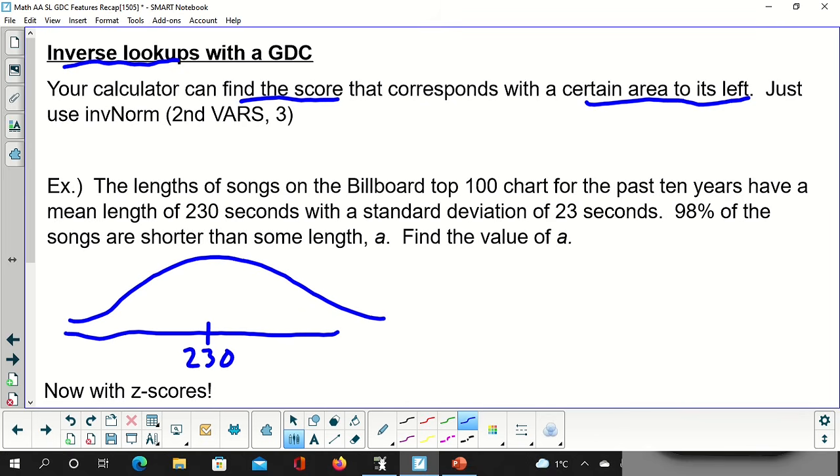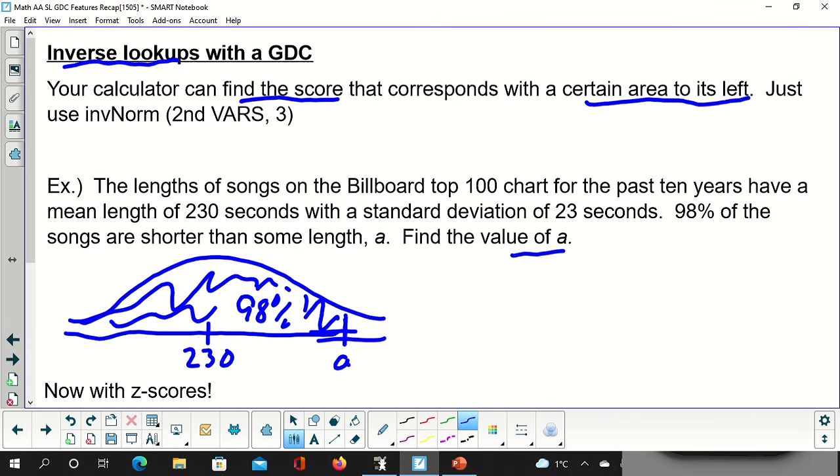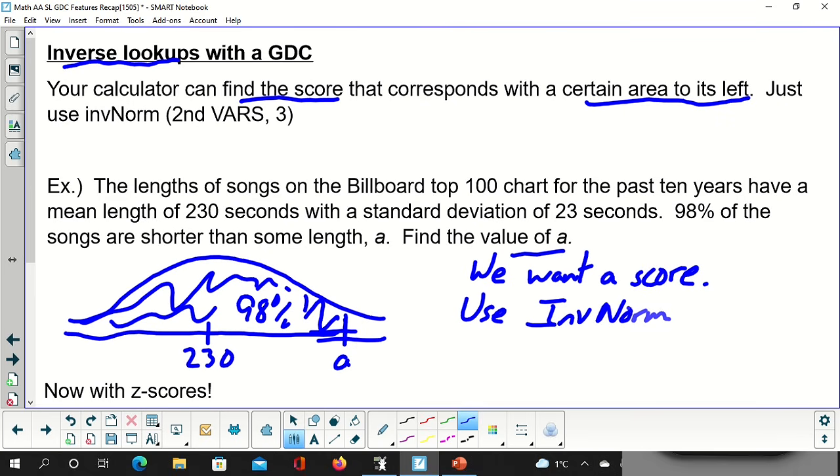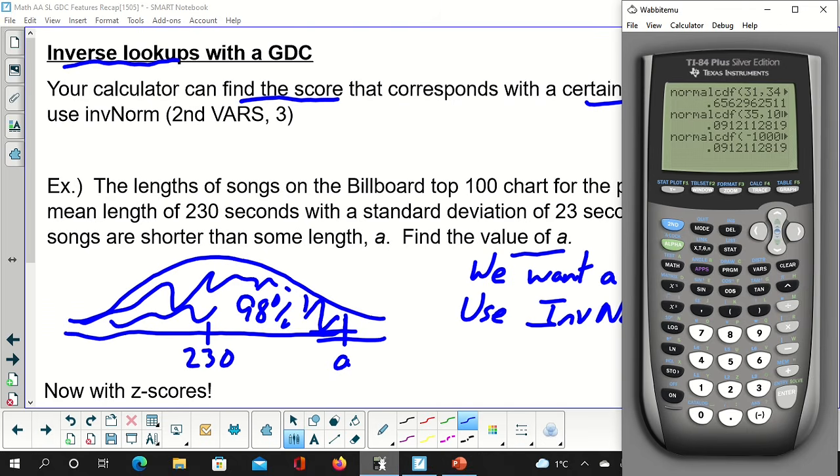230 is the mean length. 98% of songs have a length less than A or shorter than A. So here's 98% of the songs. Find the value of A. This is a case where we want the score, so we use inverse norm. I think of inverse norm as a normal distribution superhero.